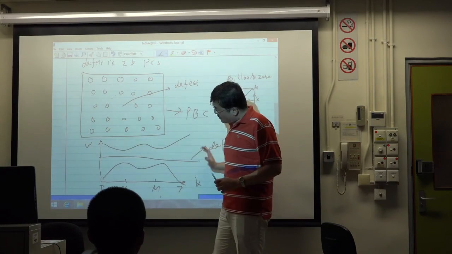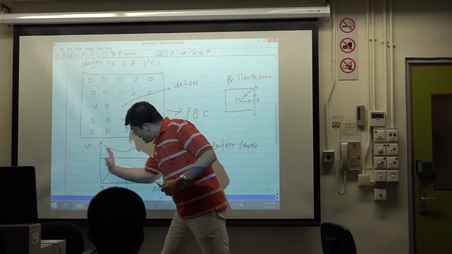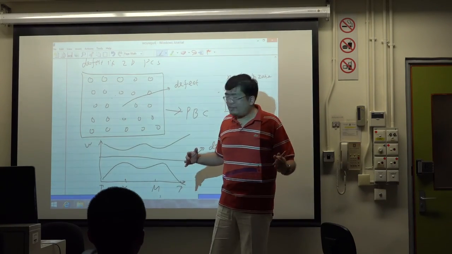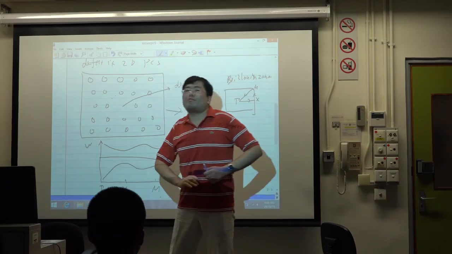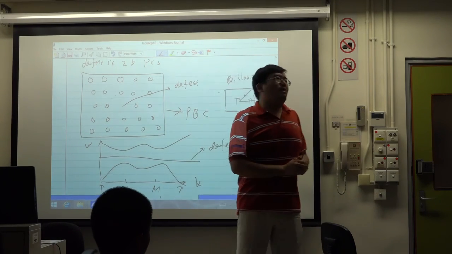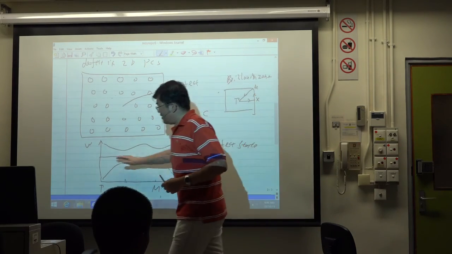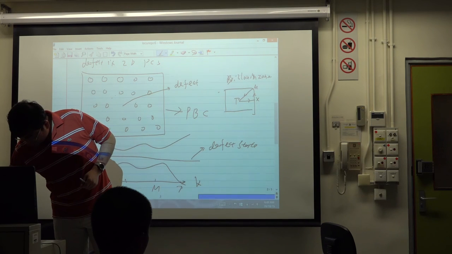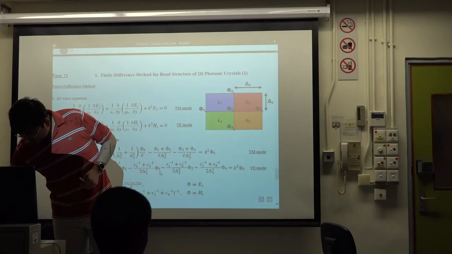That means you can do a projection. You can compress this to this point because everything is the same. They call it projection band structure. So we can return back to the waveguide.